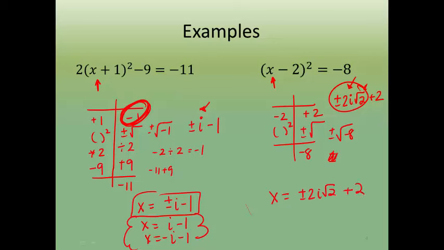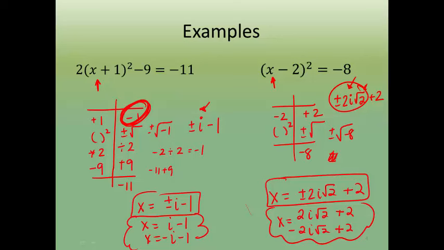You may separate that like this. 2i root 2 plus 2, or negative 2i root 2 plus 2. So you can have it together or you can separate them.